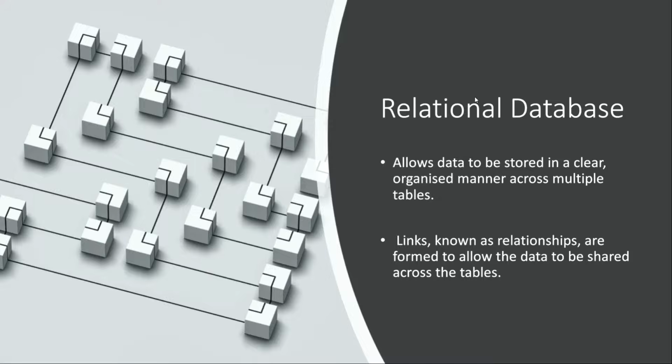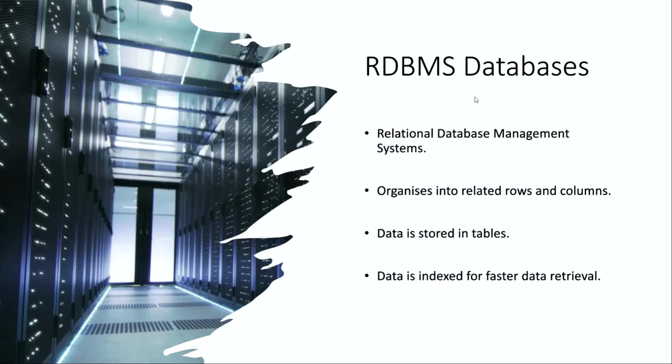And again, we'll go through what tables are, why they're important, and how to create them later on. Links known as relationships are formed to allow the data to be shared across tables. So typically, for example, Amazon has a customer table, an items table, and they might have a customer service table. They have information across multiple tables, and when they need to pull the information, such as what item did person A buy, and if there was an issue with the item, which customer service agent did they speak to about that item?